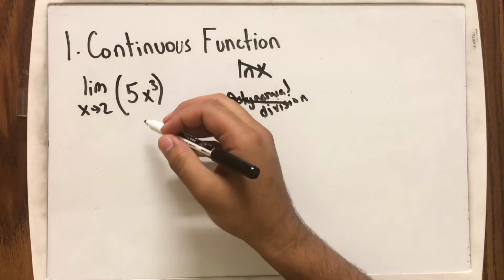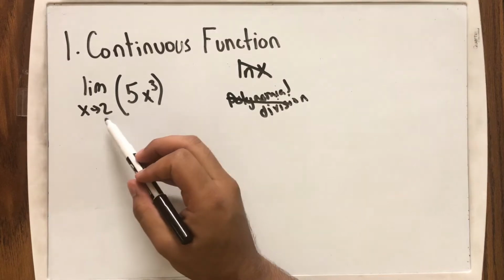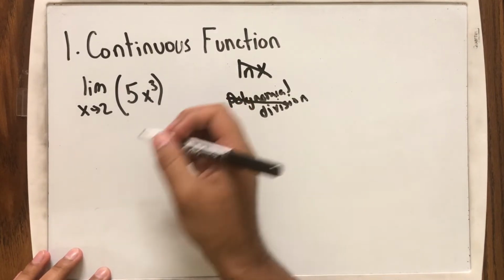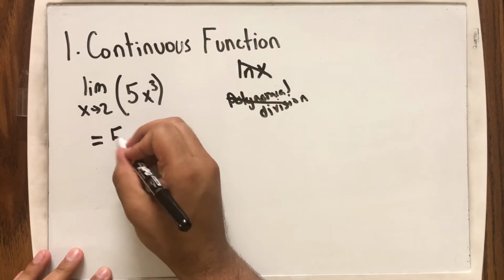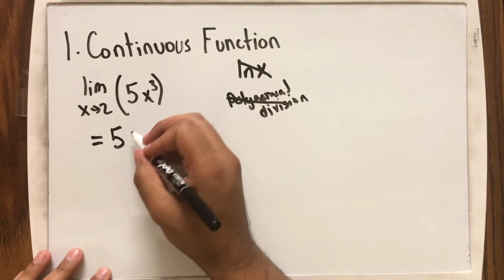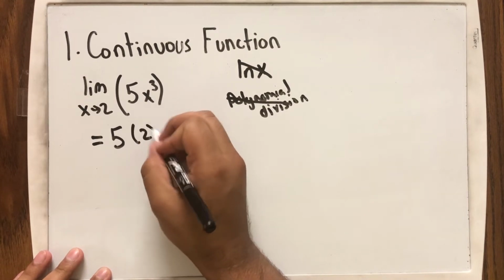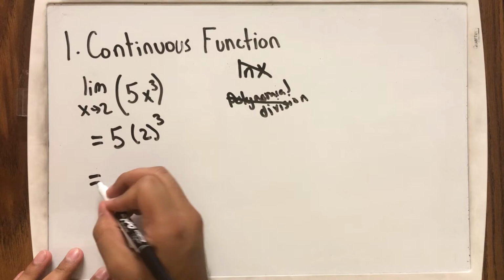So in order to solve this, it's really simple. All you have to do is plug in the 2 into the x component of this equation. So it's going to be 5 multiplied by 2 cubed, and that is equivalent to 40.